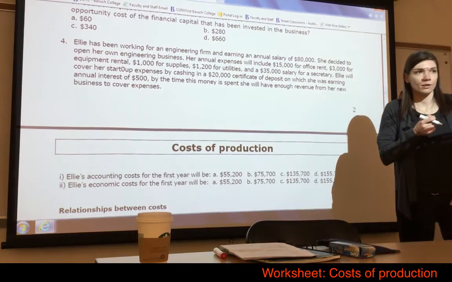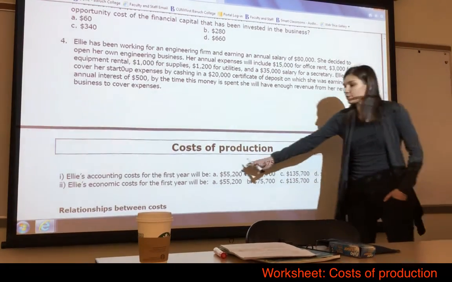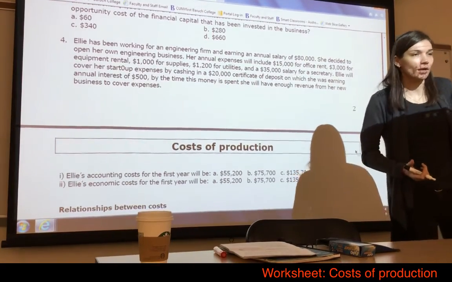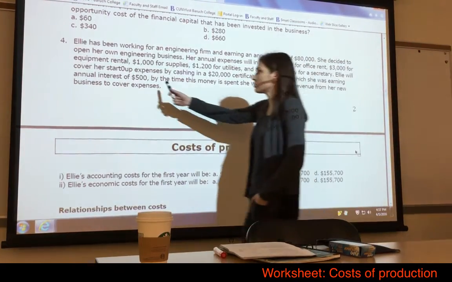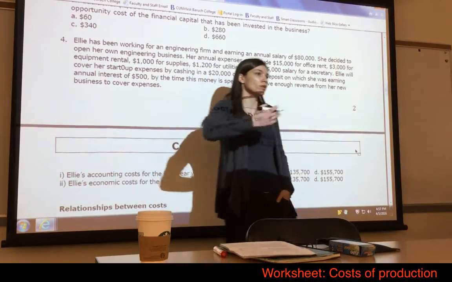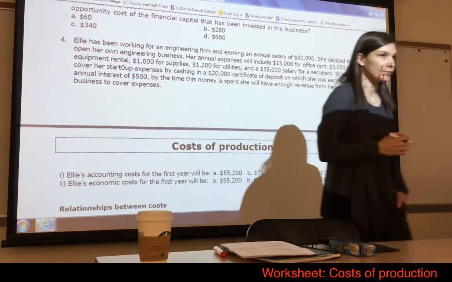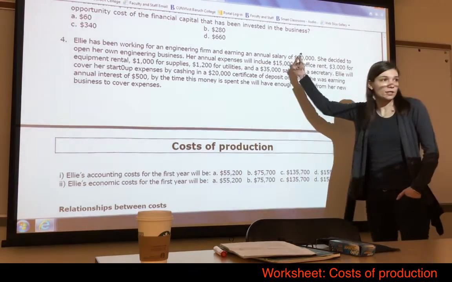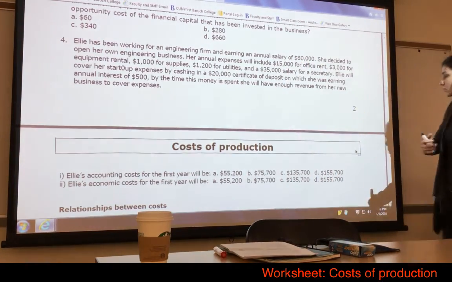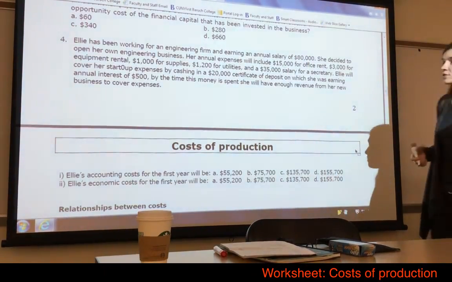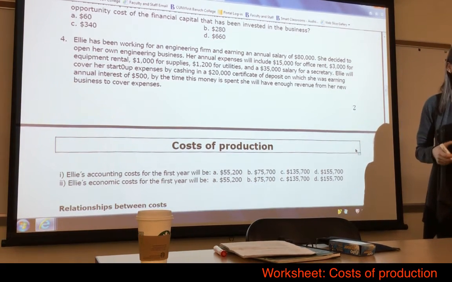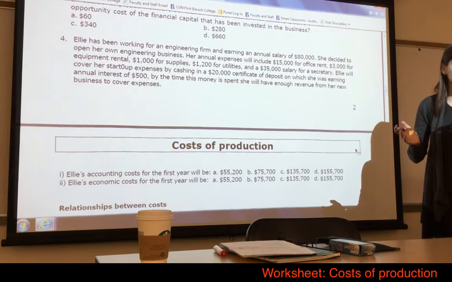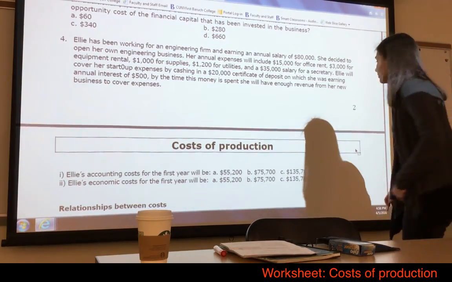Alright. So we started with 55,200 because that's the explicit cost. Then you said we have 500 extra because this is the foregone interest on the capital that she uses. Alright. Anything else? The salary, right? The 80,000 as well. So we're at 135,700. Anything else? Yeah, sure, that's it. Okay, good.